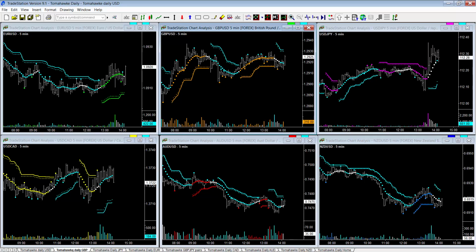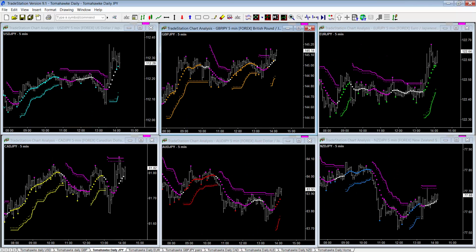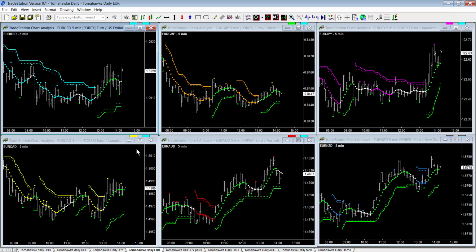If we look at the other charts, the pound, you can see it's a very similar story. Very little pip movement, very choppy, very difficult to trade. The yen pairs again, very, very similar story. And finally the European pairs, again, very similar story, very choppy, dots going through the middle of the bars.